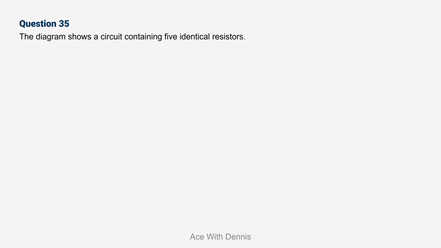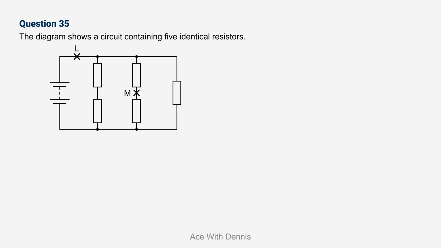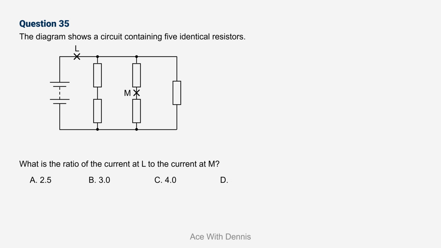Question 35. The diagram shows a circuit containing 5 identical resistors. What is the ratio of the current at L to the current at M? A 2.5, B 3.0, C 4.0, or D 5.0. In order to obtain the ratio of the current at L, which is this point, to the current at M, which is this point, we need to calculate the currents at these points.